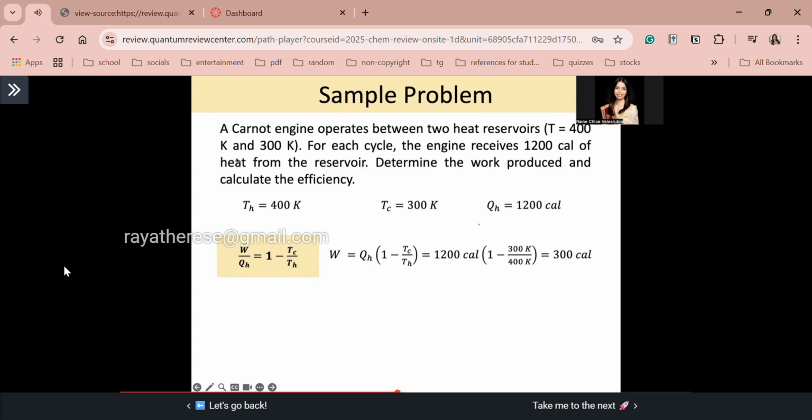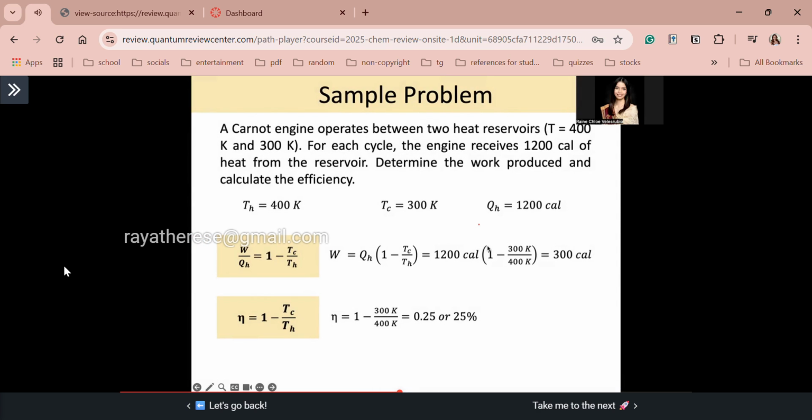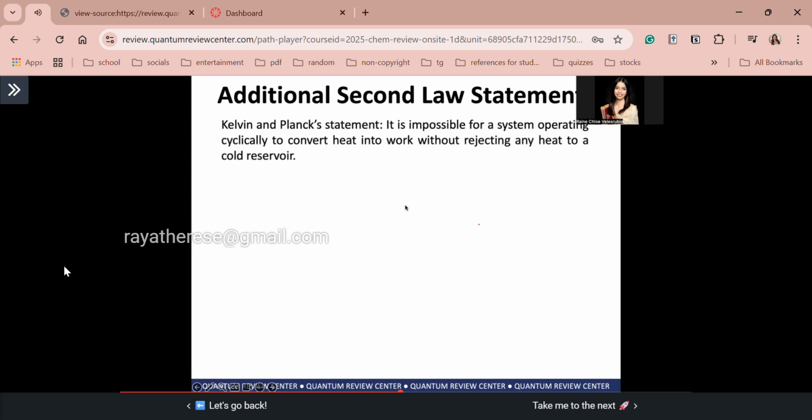And then let's determine the efficiency. Okay? So efficiency, again, is just equal to 1 minus TC over TH. Again, it is given. Okay? So efficiency is equal to 1 minus 300 K over 400 Kelvin. And that is equal to 0.25 or 25%. Okay? So what can we say, guys, about the efficiency of that Carnot engine? It is very low. Okay? Tama naman, di ba? Next, for the additional second law statements, we have some statements of the second law because of the engines, because of the Carnot engines, okay?